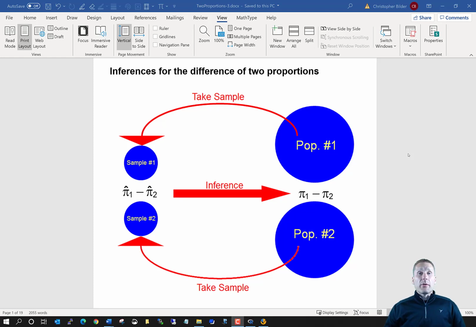We have talked about doing inferences for one proportion. Now we're going to talk about doing inferences for two proportions and compare these two proportions by subtracting them. So here's the diagram that we've been working with this semester.